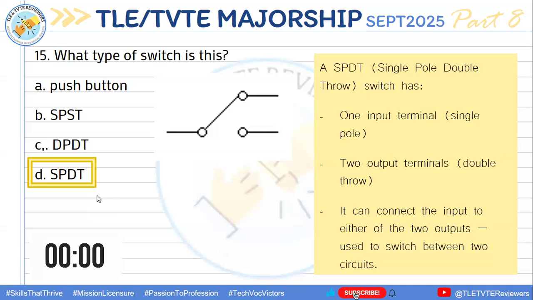And letter C, DPDT, or double pole double throw. It has two inputs and two sets of outputs, like having two SPDT switches in one. So answer letter D, SPDT, or single pole double throw.